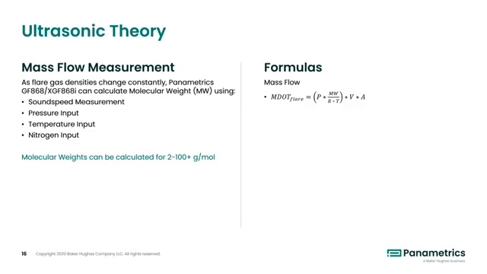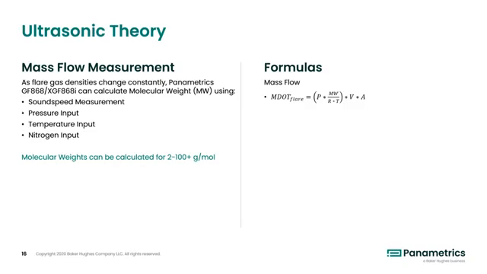The parameters necessary for this calculation are sound speed, pressure, temperature, and nitrogen content. With these values, the flare gas flow meter is able to provide a very reliable average molecular weight reading. The algorithms assume a 100% hydrocarbon gas less the amount of nitrogen that's being used as the nitrogen input.